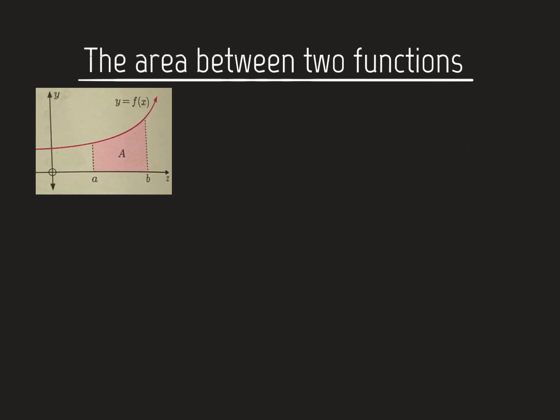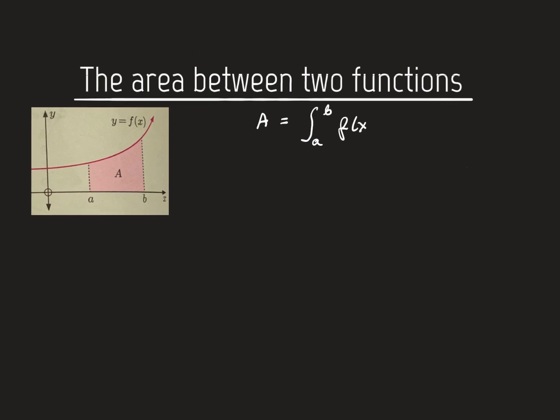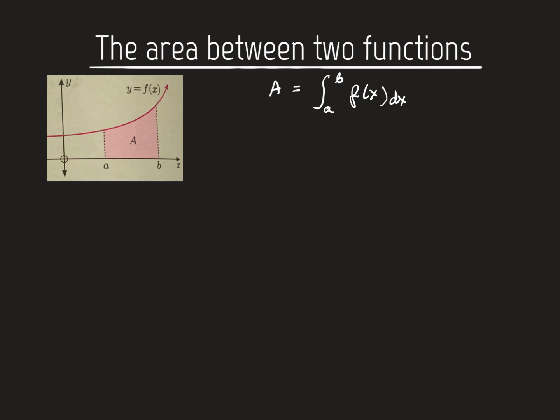In the previous video, we calculated the area which was bounded by our function f(x) and the x-axis. And the area was given by this formula where we write the integral from a to b, because we're looking at only the area from a to b of this function f(x) dx. And notice that in this formula we're ignoring something important, and that is the x-axis.